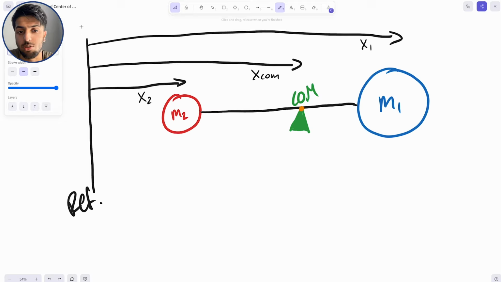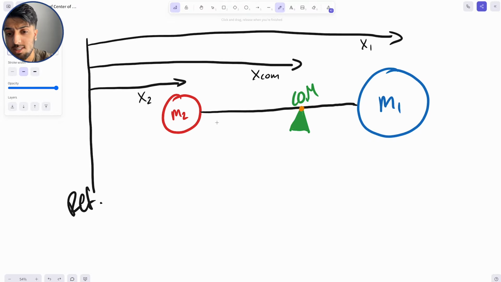So in order to derive this formula, we can set an arbitrary reference point, which will be this line right here. And we have some distances that we have derived from that reference point. The first distance will be x2, and that is the distance between the reference point and the mass m2. The second distance will be the distance from the reference point to the center of mass, which we call x center of mass. And the third distance will be from the reference point to m1, which is x1.